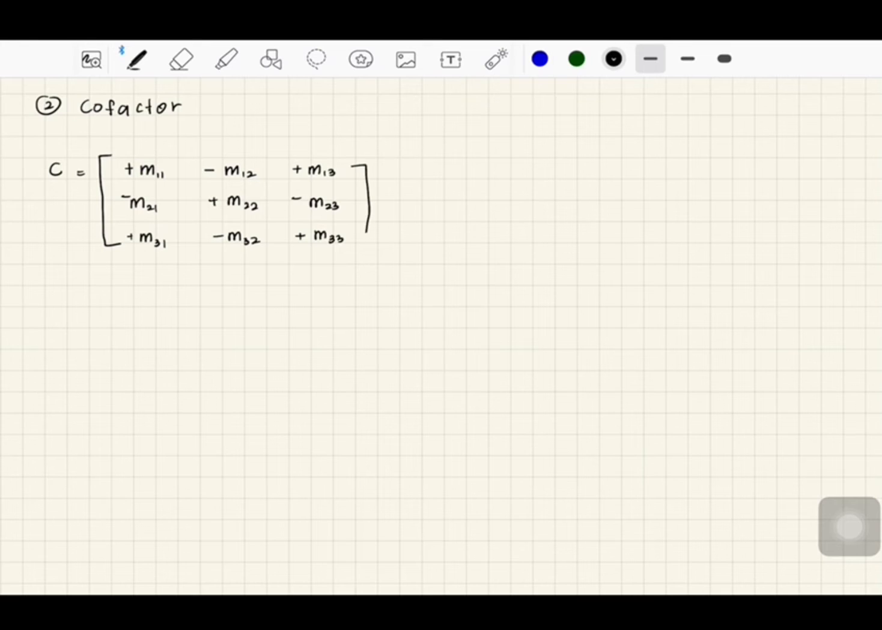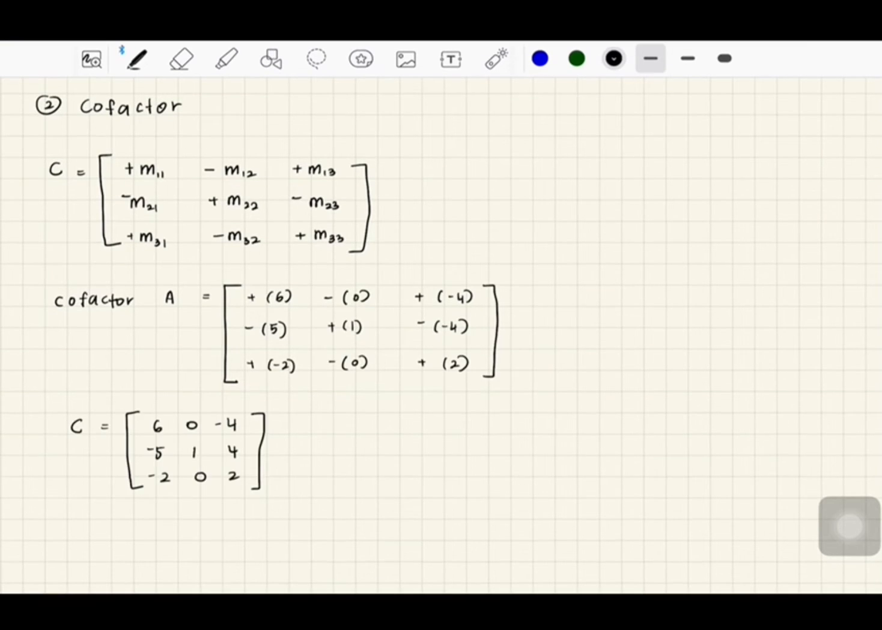Now let's look at the cofactors. As you can see, the cofactor starts with the positive value of the minor at row 1, column 1, continuing with negative and positive, and it goes alternately like that. And for the cofactor matrix of A, we can just substitute the values of the minors that we got before for matrix A. So we would get the answer as shown on the screen.